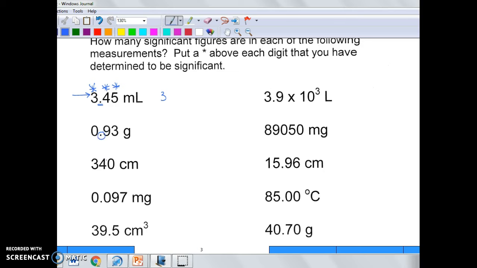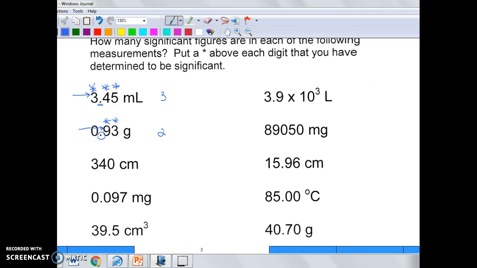Now this one, we have a decimal present. So again, we're starting from the Pacific. But we have a 0 here, so we have to actually go all the way through to the first non-zero number. 1, 2 significant figures. That 0 doesn't tell me anything about the accuracy of my measurement.